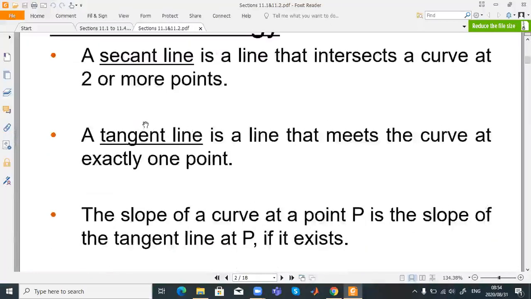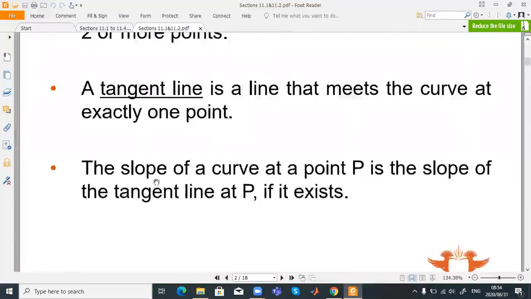Also, we have what we call a tangent line. What is called a tangent line? We say that a tangent line is a line that meets the curve at exactly one point. Then again we have what we call the slope of a line. That is the third one.